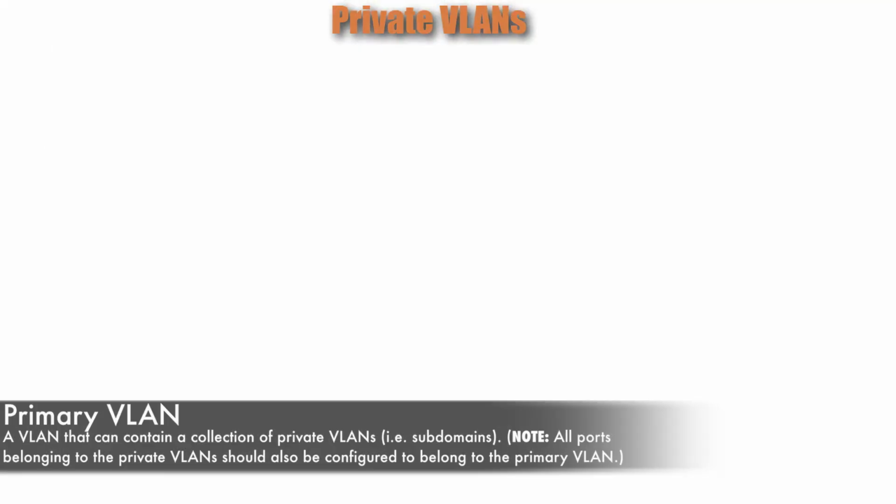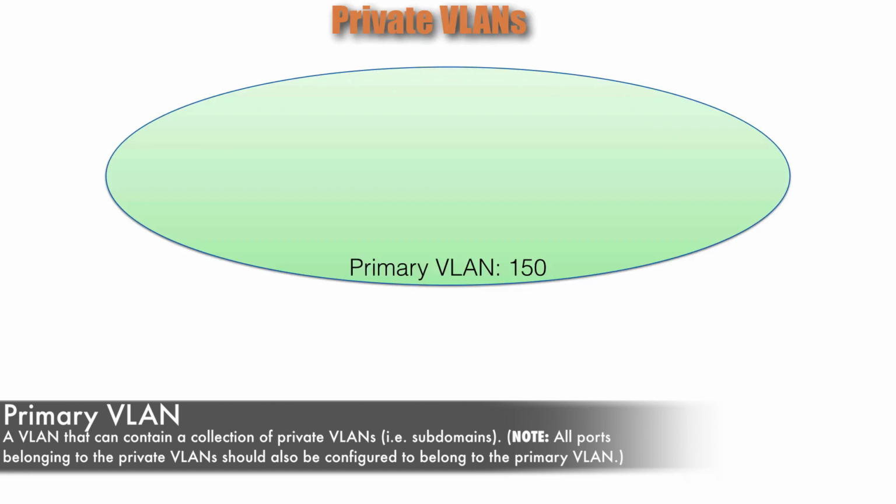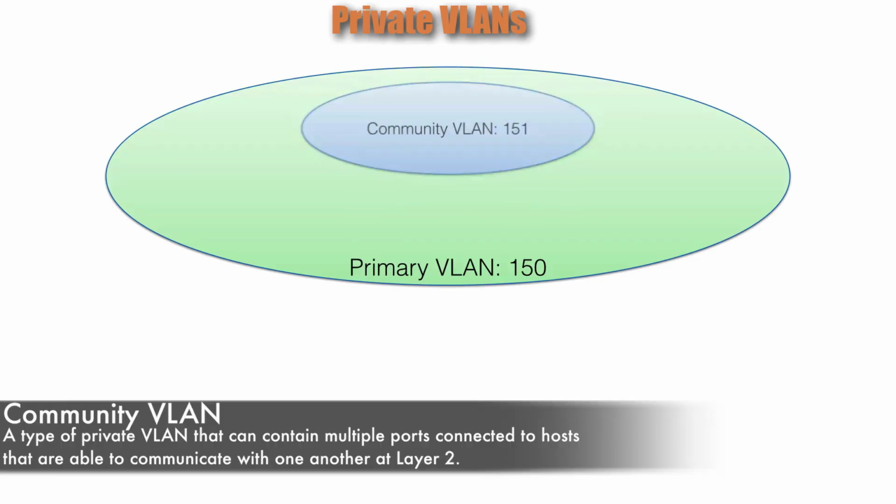With a private VLAN, we have a primary VLAN. It's VLAN 150 in our example. And we can take this primary VLAN and subdivide it into different domains. And we've got a couple of different types. We have community VLANs. This might be useful where we have more than one port on a Cisco Catalyst switch that needs to belong to the same broadcast domain.